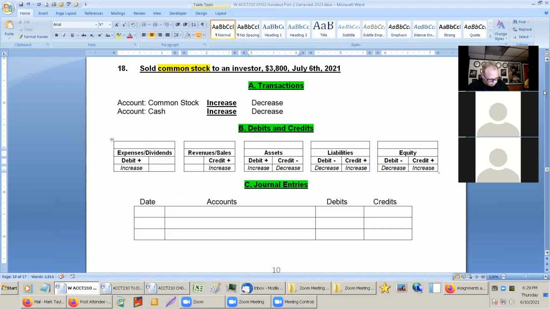Cash. Asset going up. Common stock is equity, and it's also going up.